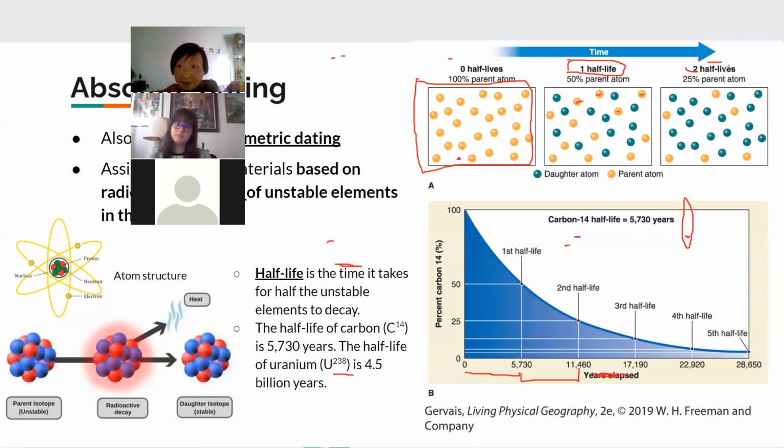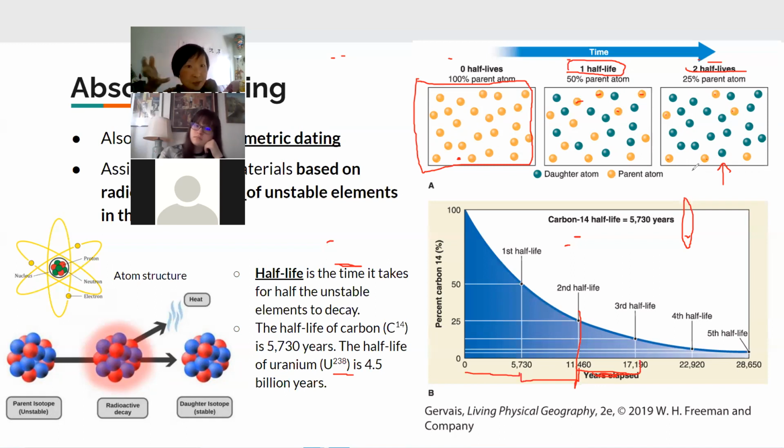Second half-life. So now at the end of this stage, you have 25% of the beginning parent atoms left. And then you can see it takes another 5,730 years for those parents to decay. So they follow this rule.